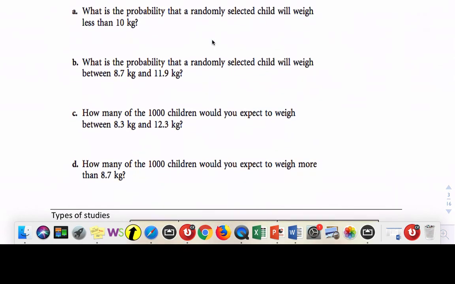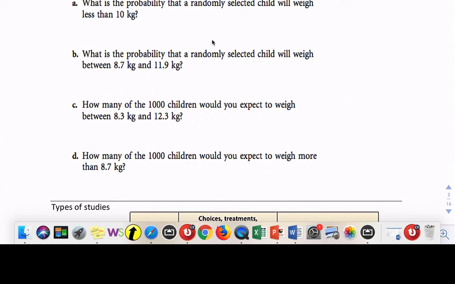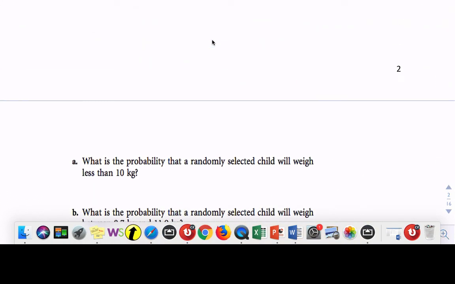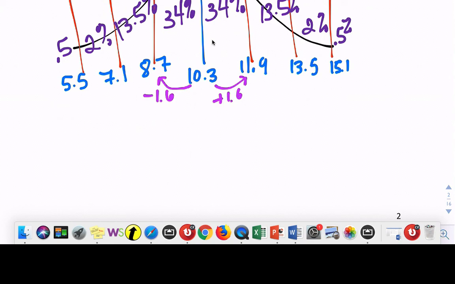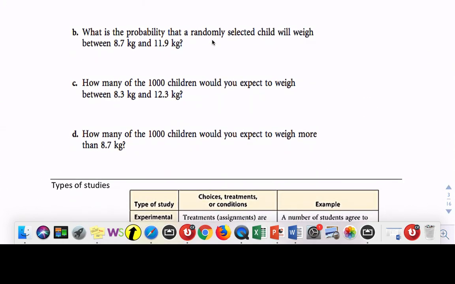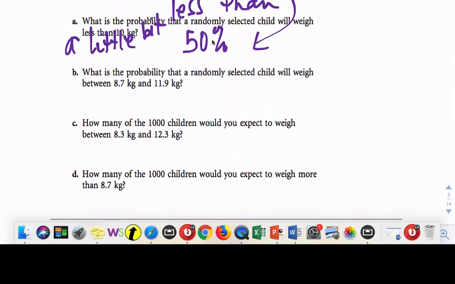So right here, what is the probability that a randomly selected child will weigh less than 10 kilograms? So I'm going to find 10 kilograms. It's about the middle. 10.3 is in the middle right here, so I'm going to say it's going to be a little bit less than half. So a little bit less than 50%, about 50%, but it'll be a little bit less than 50%, because we see the 10.3 is going to be a little bit less than that.